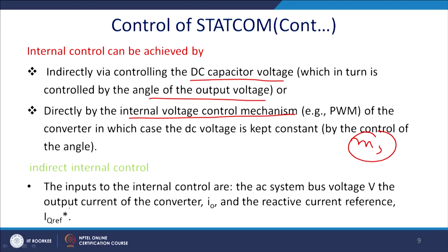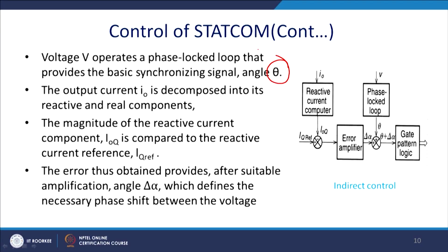The inputs of the internal control are the AC system bus voltage V, the output current of the converter I0, and the reactive reference current IQ ref. These are the feeding information, and accordingly you will calculate the PWM. Mostly this technique is used. So, let us see. Voltage V operates a phase lock loop that provides the basic synchronous signal theta. So, you have to have a PLL, and the PLL gives you the information about theta.